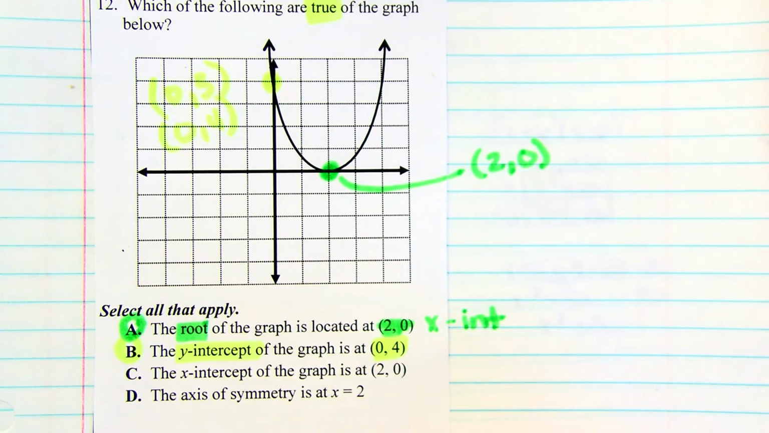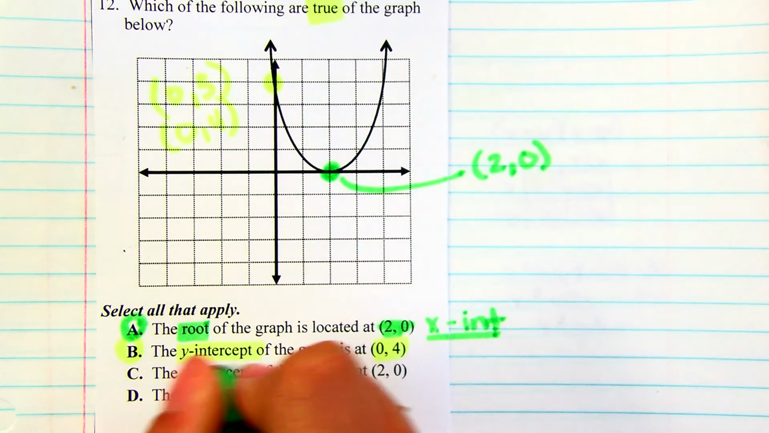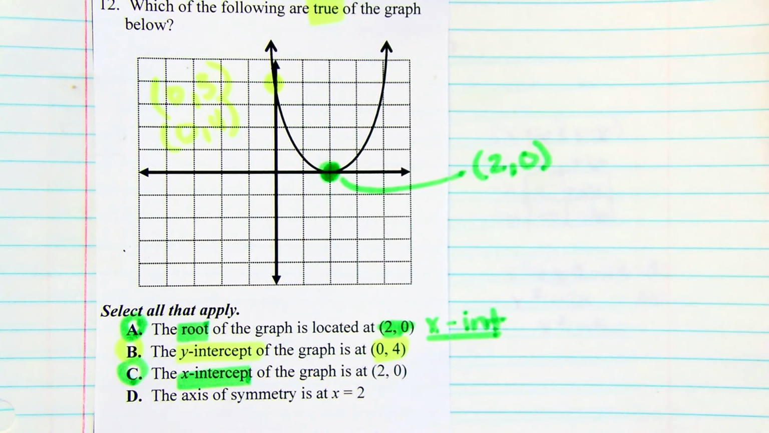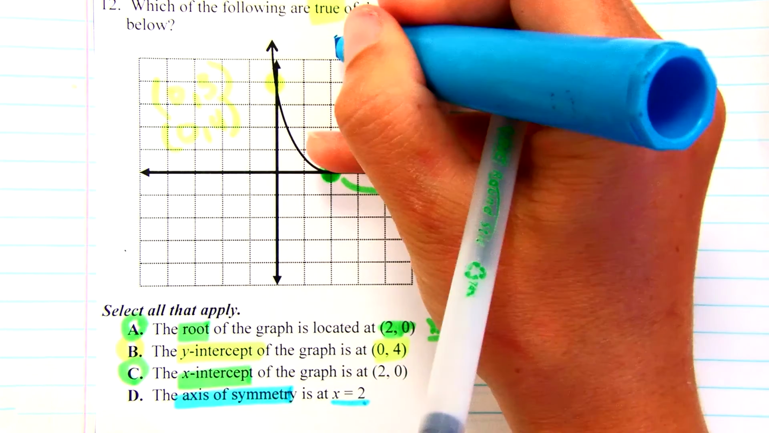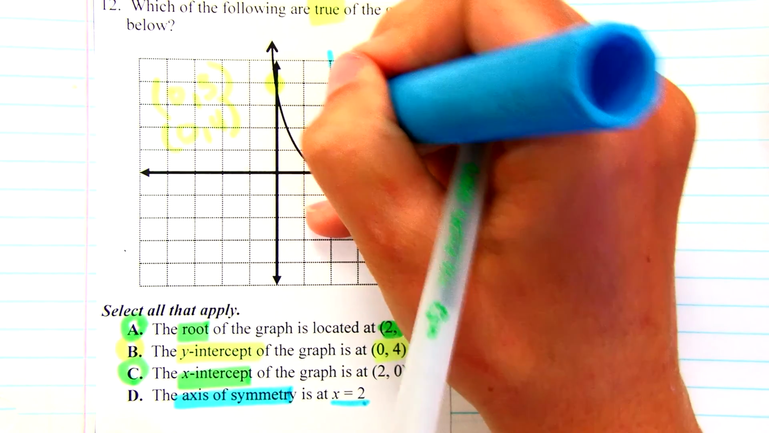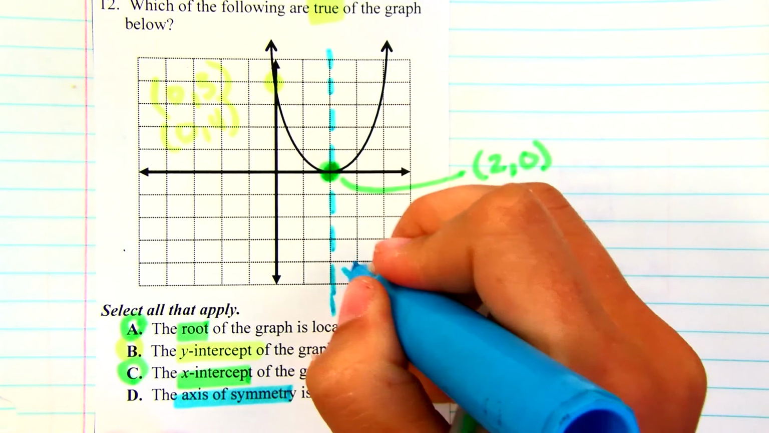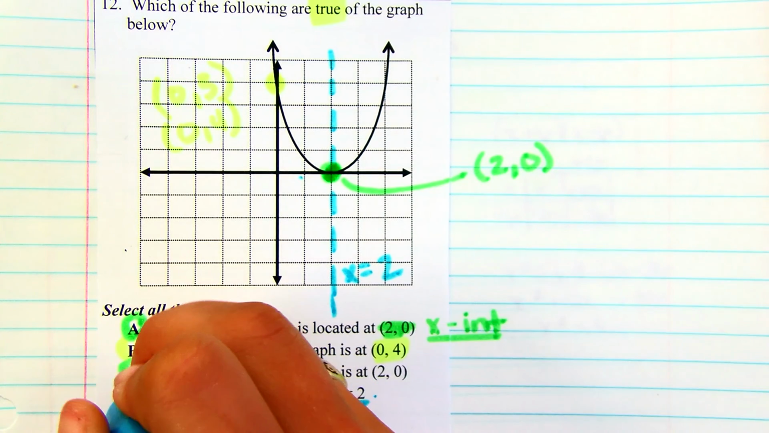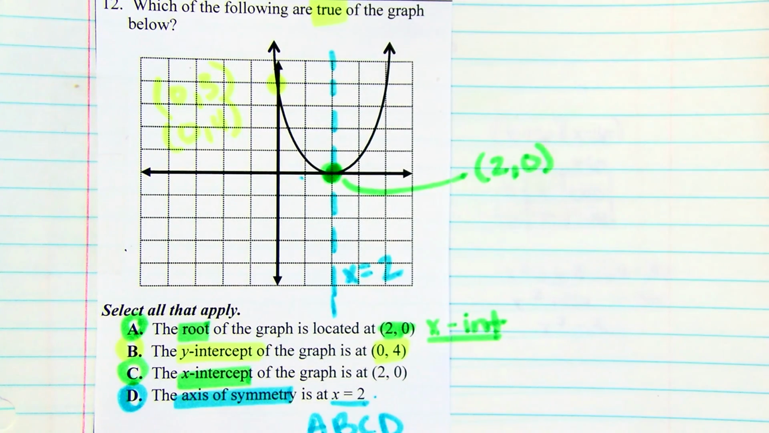It says the x-intercept is at (2, 0). Well, the x-intercept is the root, right? So we actually already checked that one. And it says the axis of symmetry is at x equals 2. The axis of symmetry is that line that splits the graph in two. And so this is the line x equals 1, 2. And so that is correct. So the answer was actually A, B, C, and D. All of them were correct.